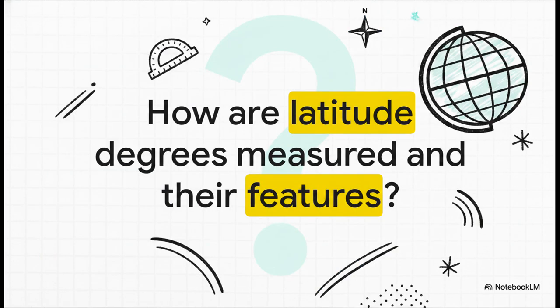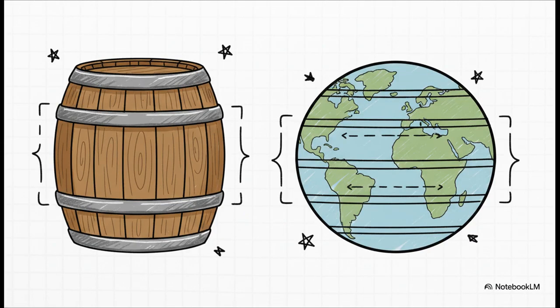All right, now for a slightly more complex, 2-part question. Question 32. How are degrees of latitude measured, and what is a unique feature of these lines? So how do we count them, and what makes their physical spacing so remarkably special? Okay, here are the key features you absolutely need to memorize.